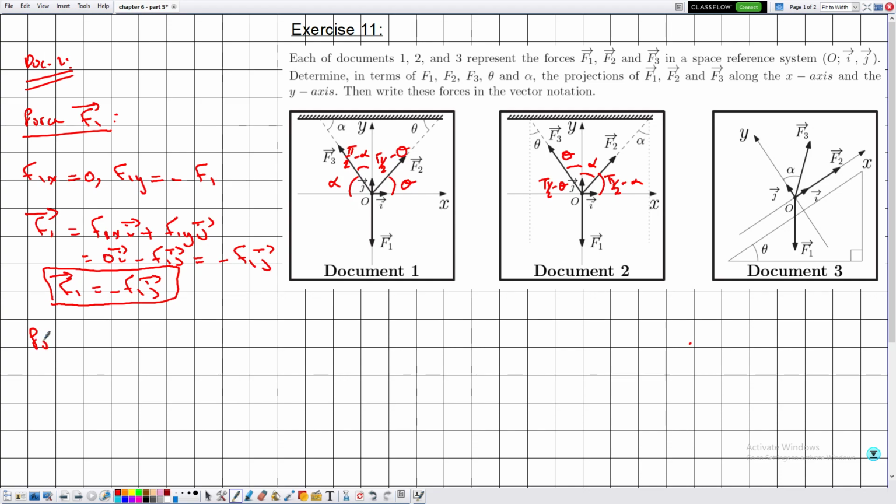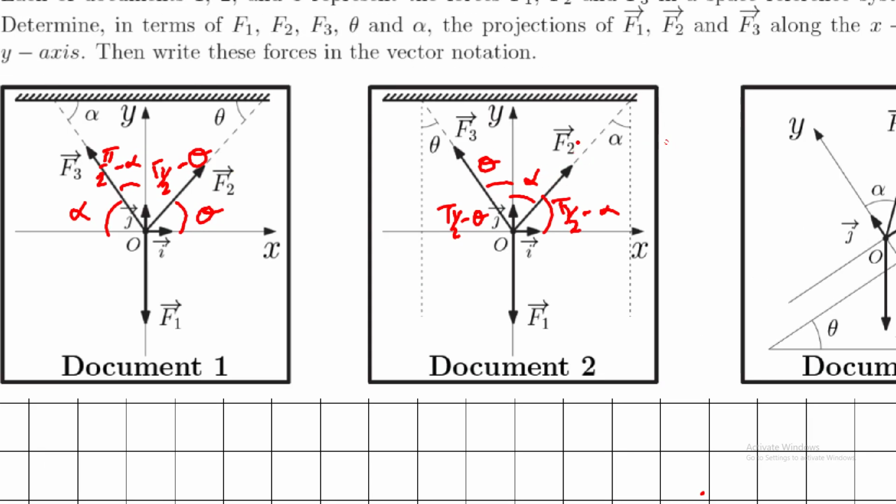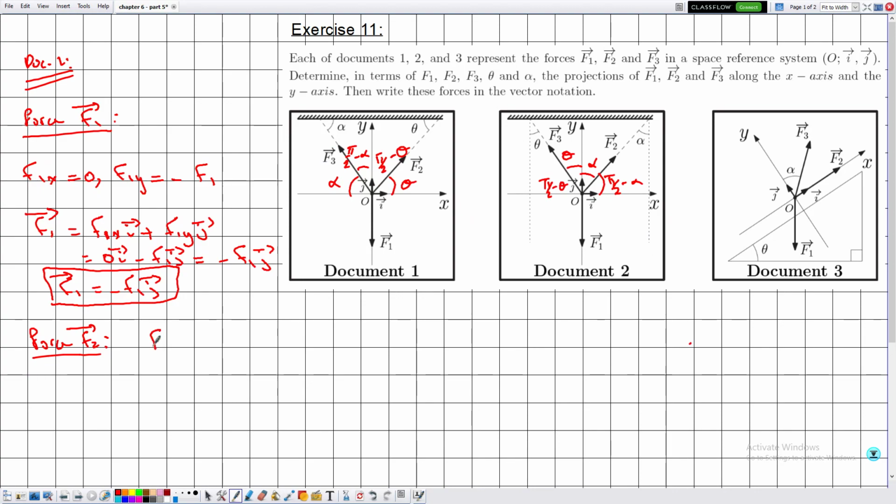Now as for the force F2, notice that as for the x component, it's pointing in the positive direction, so plus F2 multiplied by the cosine of the angle, which is pi by 2 minus alpha. So this is equal to F2 sine alpha.